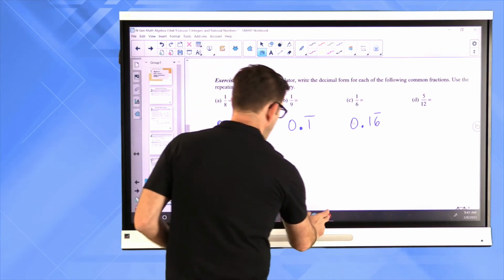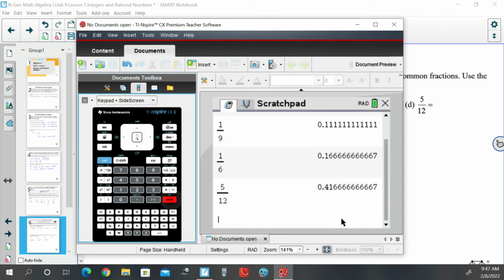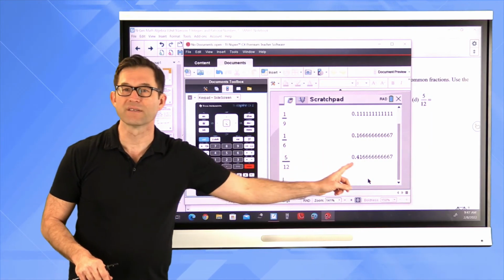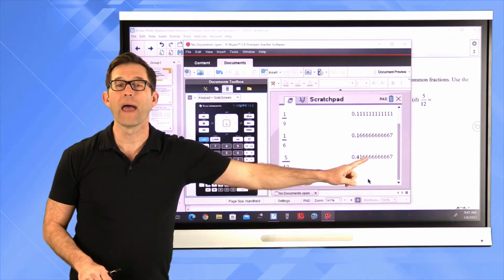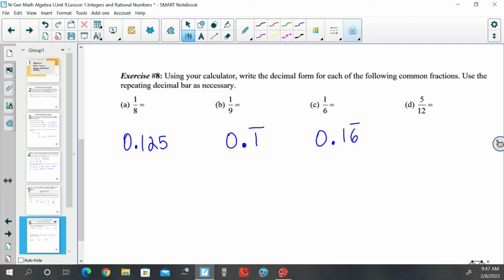All right, and finally, 5/12. So let's take a look at that one. I believe that that one terminates. Let's take a look. Oh, it doesn't. No, I lied to you. It's 0.4166666666. So the 0.4 and the 1 don't repeat, but the 6 does. That was my bad.